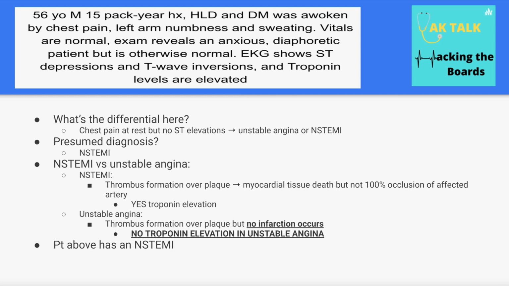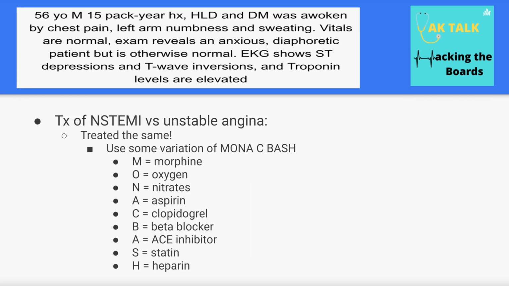Nice. So, how can you tell that this is an NSTEMI and not unstable angina? There's really only one differentiating factor, since both unstable angina and an NSTEMI can show ST depressions or T-wave inversions, the classic signs of ischemia on an EKG. In unstable angina, you will not see elevated troponins, since troponin is a marker of cardiac tissue damage or death, and there's no infarction. Because the troponin is elevated in our patient, this patient has an NSTEMI. That's a great explanation. So, what's the big difference in treatment for unstable angina versus NSTEMI?